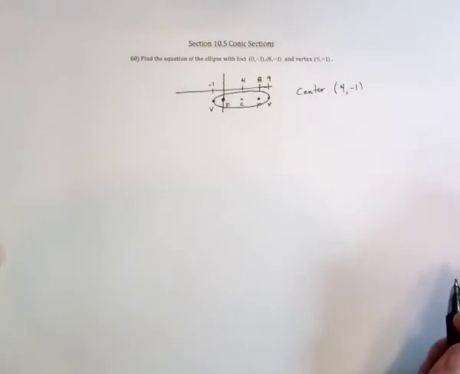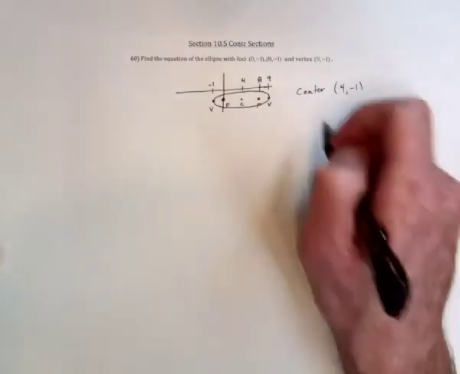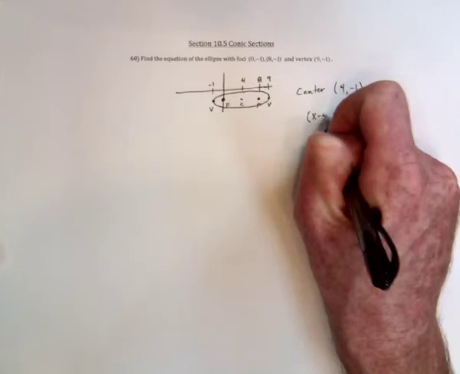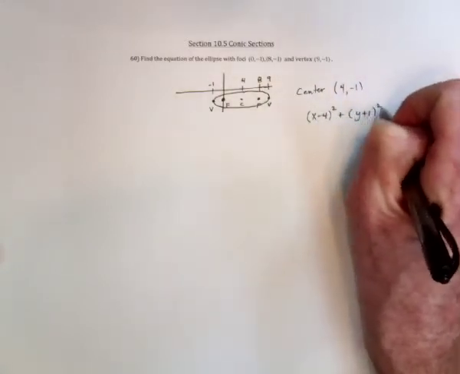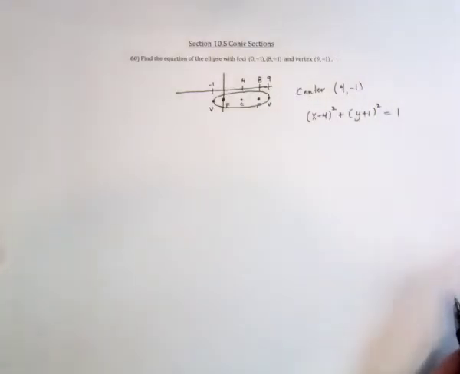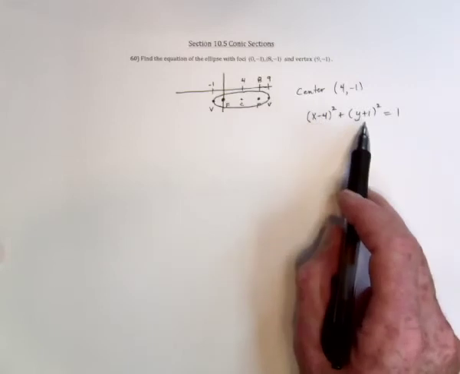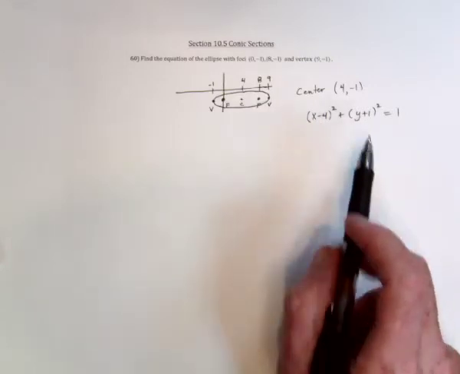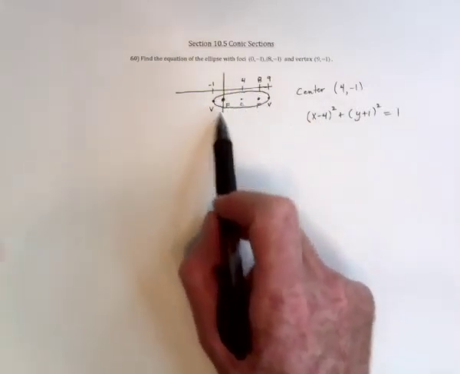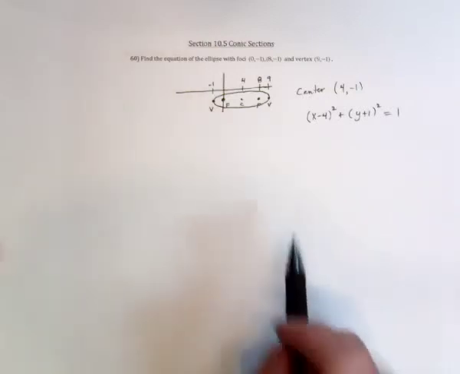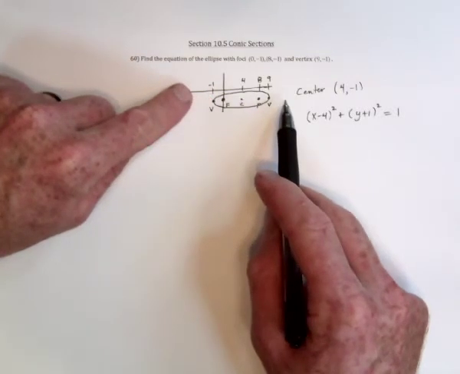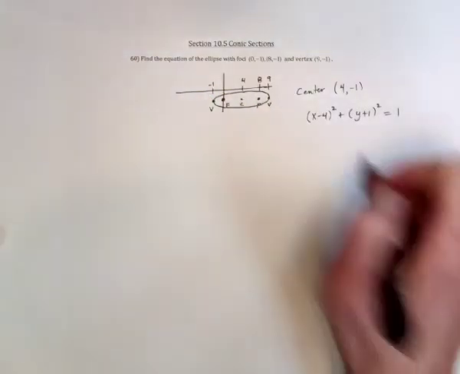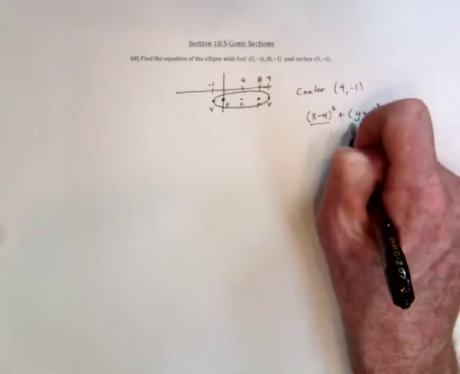So I can already start creating my equation. It's going to be (x - 4)^2 + (y + 1)^2 = 1. So the center will be at 4, -1. And if I stopped right now, that would create a circle with a radius of 1. What I need to do now is, instead of a circle, I need to stretch it to become an ellipse. So I need to divide this by a squared and divide this by b squared.